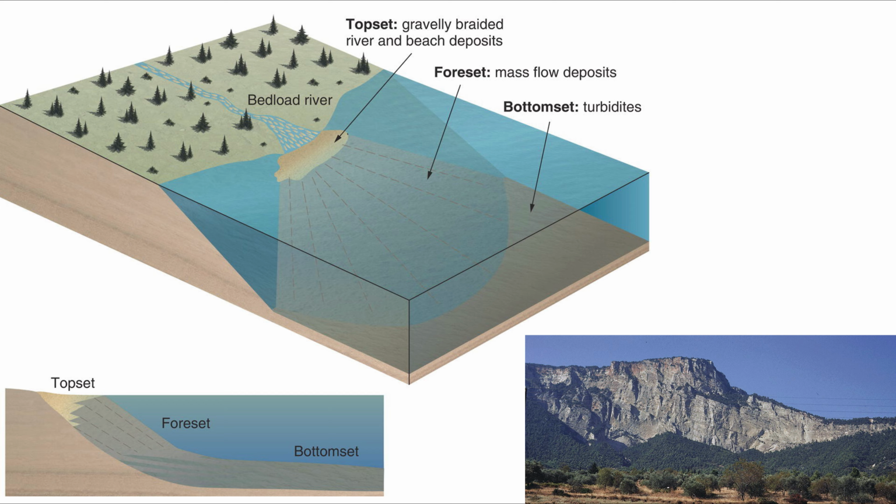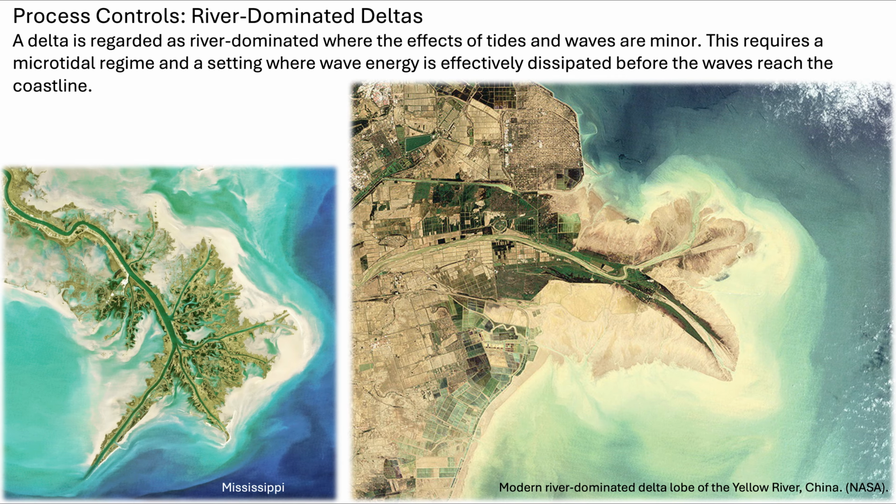These are typically found at the edges of basins that have active faulted margins, such as rift basins, where the uplift of land at the margin creates steep topography that supplies gravel while the basin is subsiding to form a deep, steep-sided basin. The delta is regarded as river-dominated, where the effects of tides and waves are minor. This requires a microtidal regime and a setting where wave energy is effectively dissipated before the waves reach the coastline. Under these conditions, the form of the delta is largely controlled by fluvial processes of transport and sedimentation.